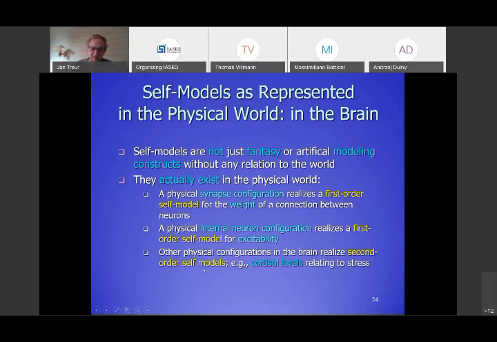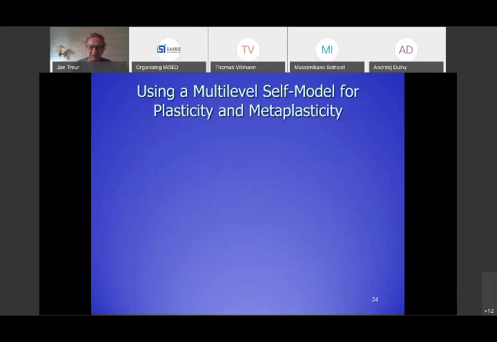And for example, considering stress, things like cortisol levels, maybe, they also define the metaplasticity. So all these self models have their own real counterparts, you can say. But this is a side remark. I will not go on with this. I have other papers where I will address that a bit further, but not this one.